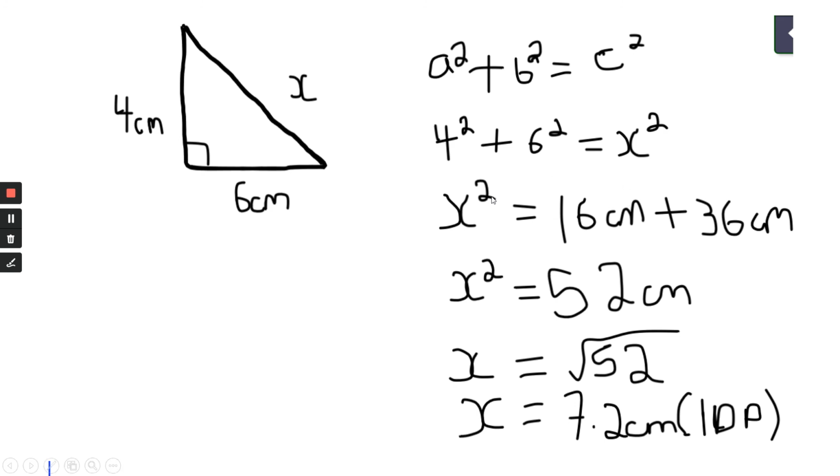Now, x squared equals 4 times 4, which is 16, plus 6 times 6, which is 36. So 16 plus 36. Now x squared equals 52 centimeters squared because 16 plus 36 is 52. We want x, not x squared, so what are we going to do? We square root 52 and you get an answer like 7.2111, something like that. Obviously we don't want that, we want the answer to a suitable degree of accuracy, so we say 7.2 centimeters to one decimal place.